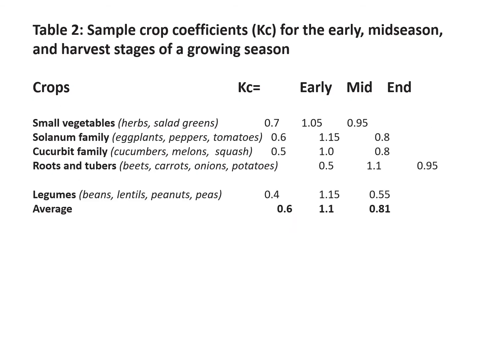Here's table 2. Sample crop coefficients for the early, mid-season, and harvest stages of the growing season. As you can see, under the crops over here, you have small vegetables, that's your herbs and your salad greens. The KC equals 0.7 for early, 1.05 for mid, and 0.95 for the harvest. And I apologize for not getting those lined up right.